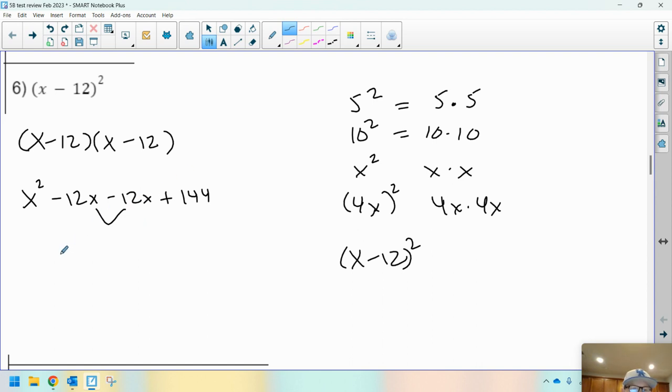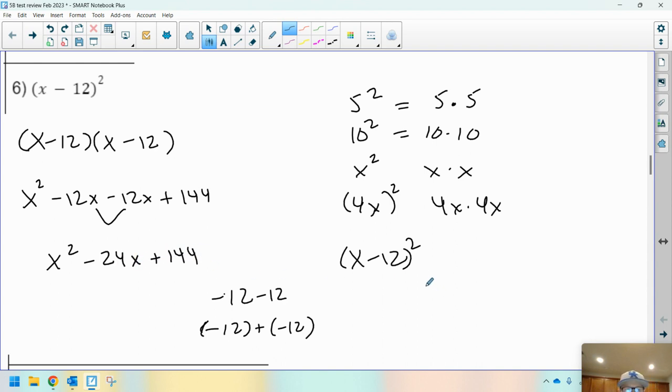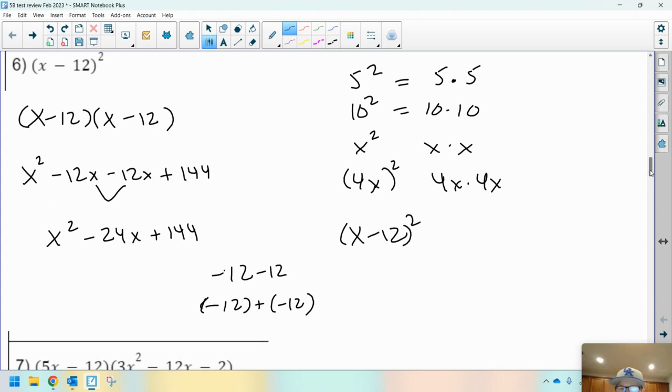We combine these guys in the middle. We get x squared, a negative plus a negative. If you wanted to do it in your calculator, you would do negative 12 minus 12, or you can do negative 12 plus a negative 12. I do like to do parentheses sometimes with my negatives, especially if I'm going to add them. Either way would work. When you add two negatives, you're just going to get a bigger negative. I guess I should write negative 24 with an x plus 144. And that's how you do number 6.